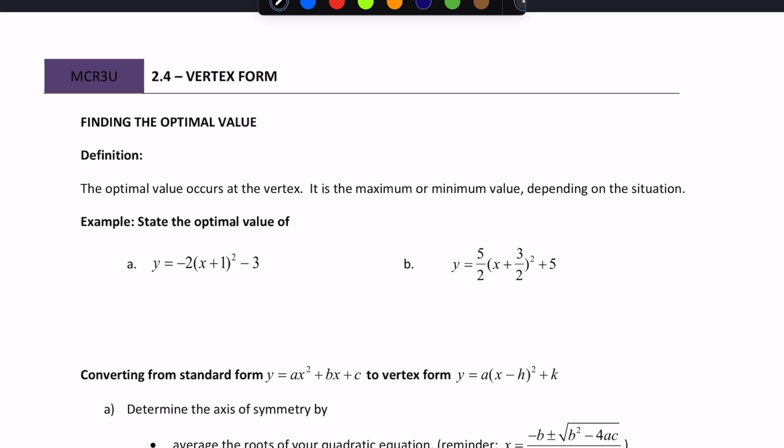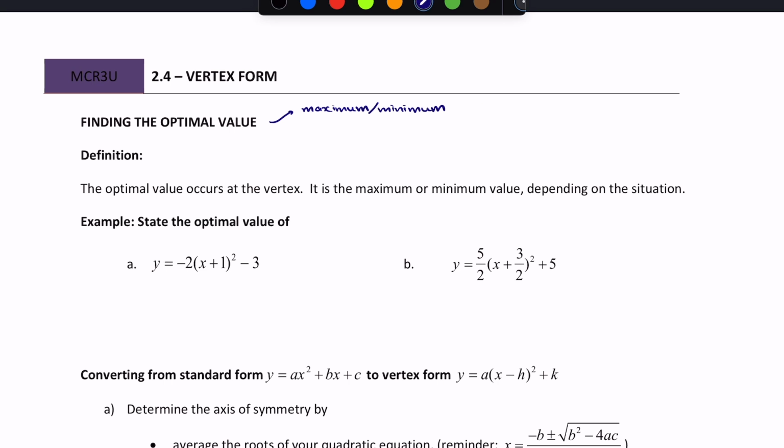So here, if we're looking at finding the optimal value, what that means is that we are looking for the maximum or minimum value.